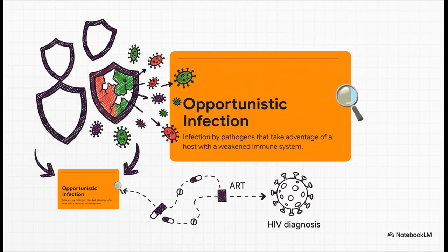Well, just like the name says, it's an infection that takes advantage of an opportunity, in this case, a weakened immune system. And here's something really important to remember for the real world. Even with all our amazing antiretroviral therapies, or ART, an OI is often the very first clue that leads to an HIV diagnosis in someone who didn't know their status.